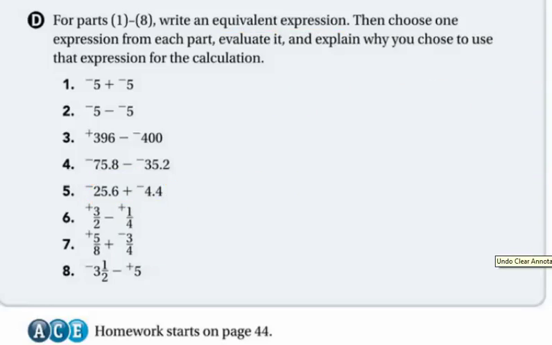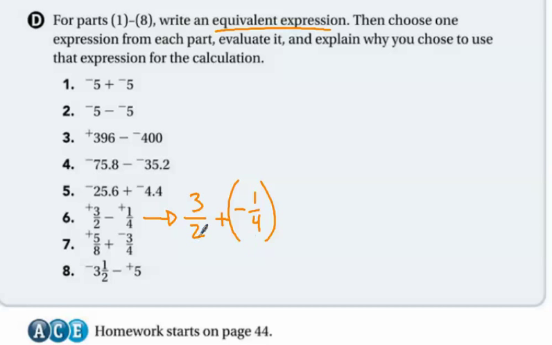For number 6, we're now going to be dealing with fractions. So same thing, I need to first write an equivalent expression. So I have positive 3 halves minus 1 quarter. So for an equivalent expression, I'm going to keep that first one. To subtract the positive, if I remember, is the same thing as to add the negative. I'm going to put parentheses in here just so I don't forget about that negative sign. Now, I have 3 halves plus negative 1/4.